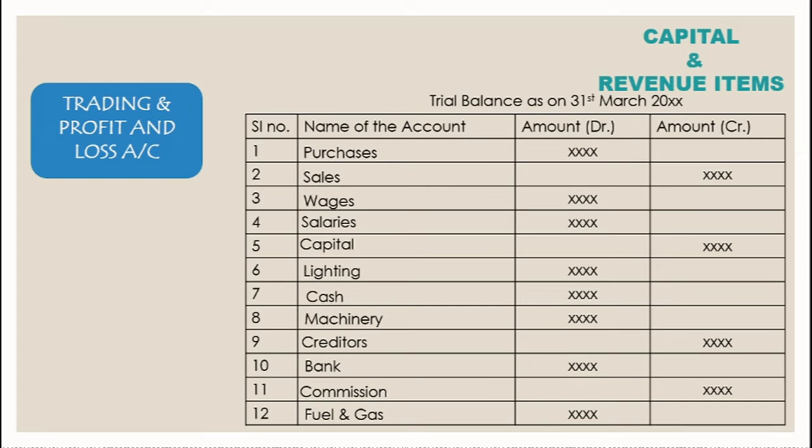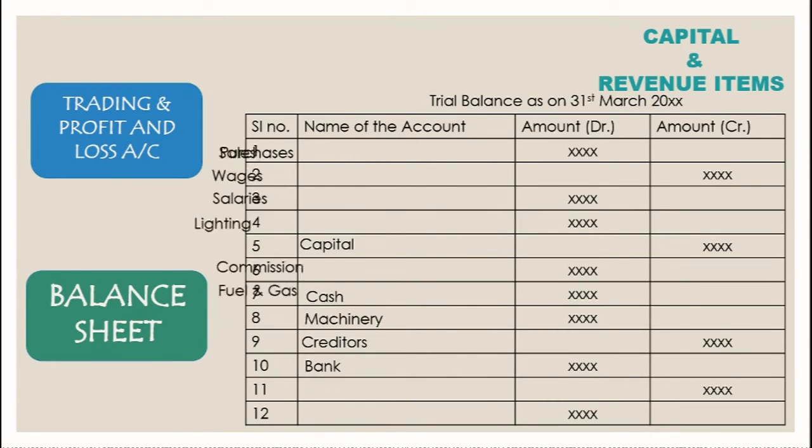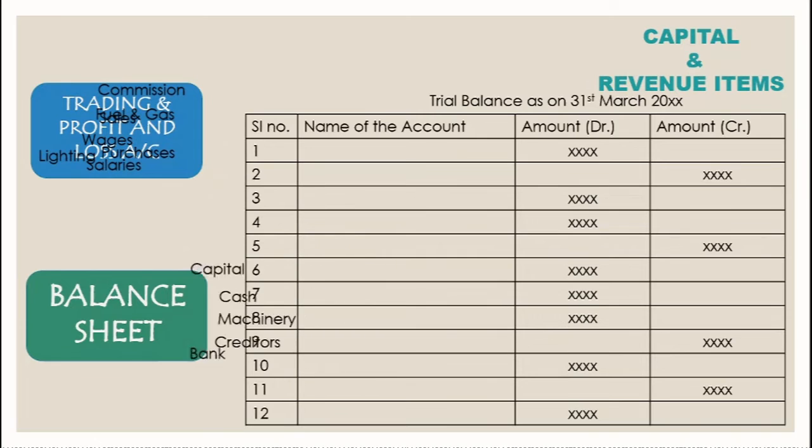The revenue items form the part of the trading and profit and loss account. The capital items help in preparation of balance sheet. So you can see that from the trial balance, revenue nature items are transferred to trading profit and loss account, and capital nature items are transferred to balance sheet.